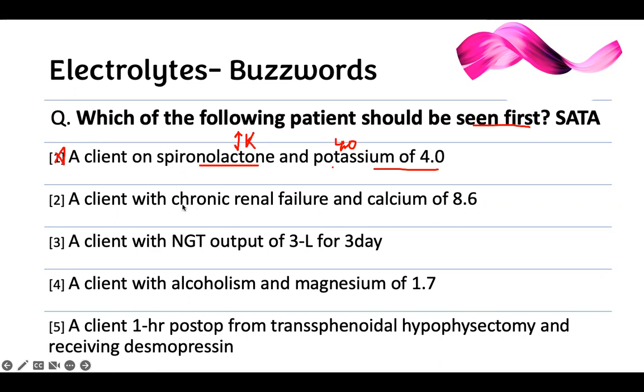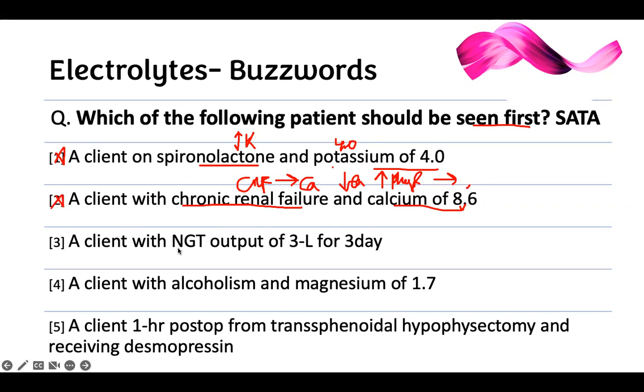A client with chronic renal failure and a calcium of this. What is chronic renal failure? Well, the kidney is where most of the time you absorb calcium. So in a patient with chronic renal failure, their calcium is low and their phosphate is high, so you need to give them some calcium. His calcium is low normal. This is unexpected, so I'm not worried about you.